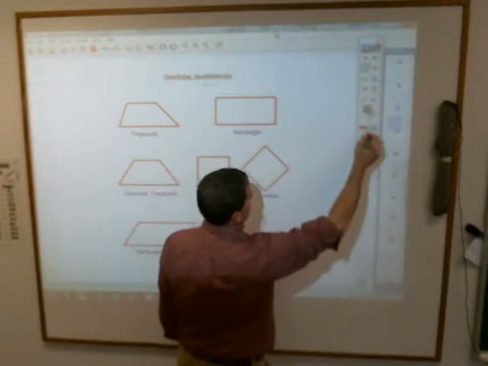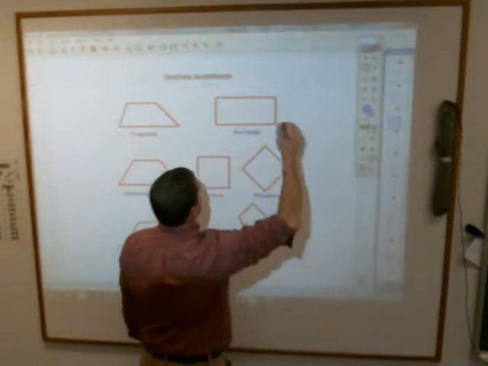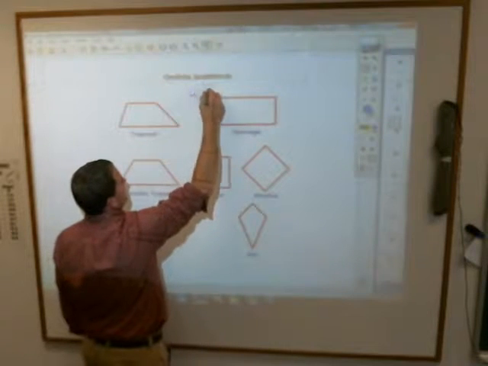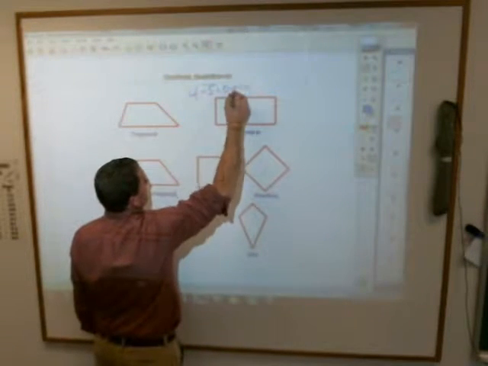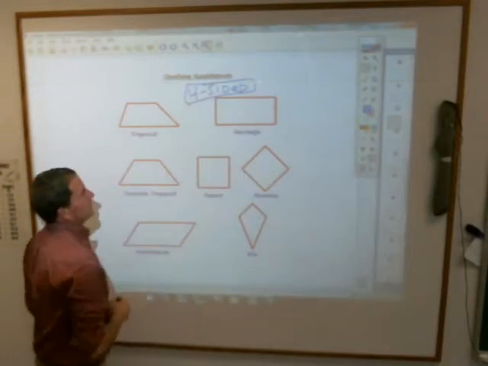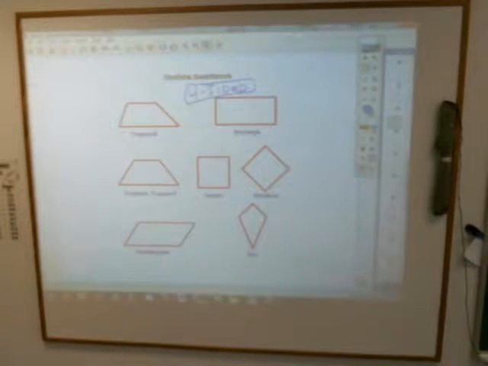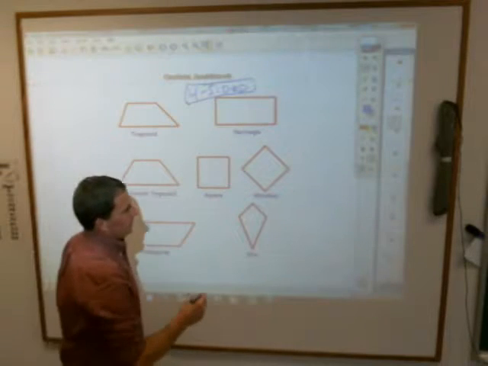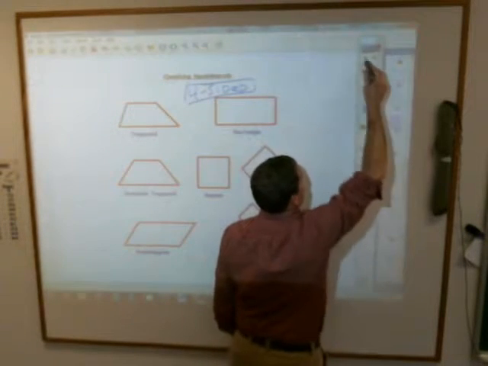Quadrilateral means four-sided, hence the word quadrilateral. And with these, here are the specifics in math.